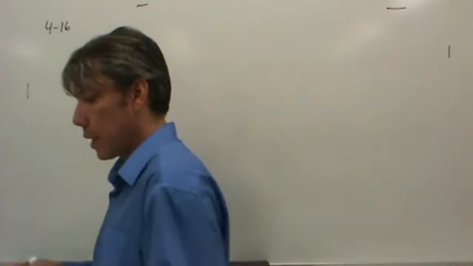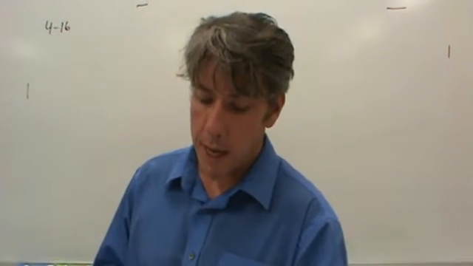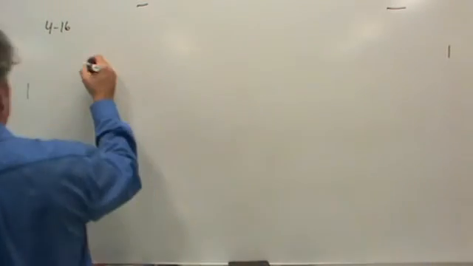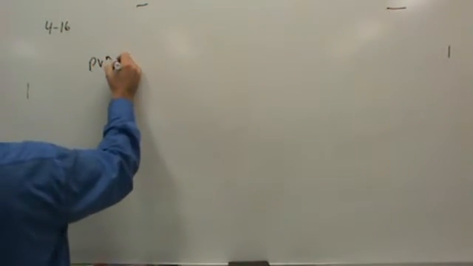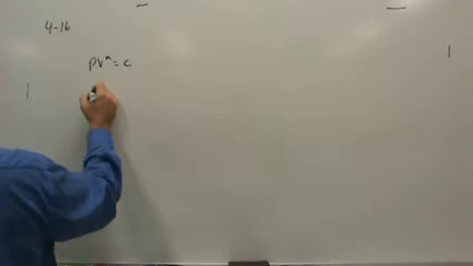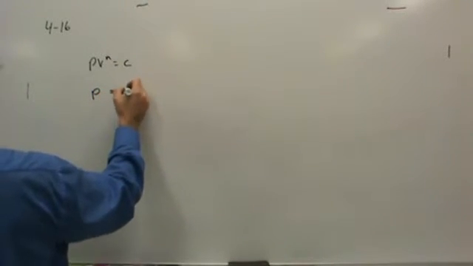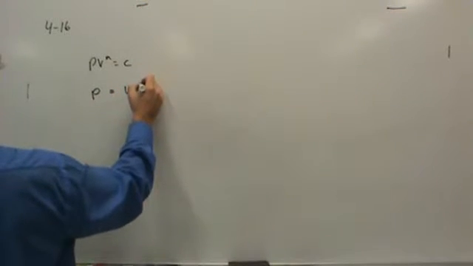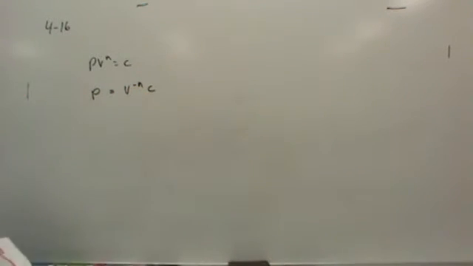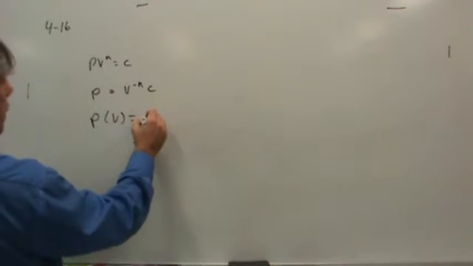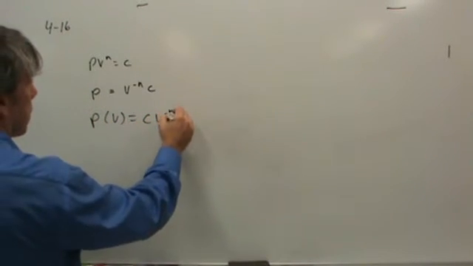Now, in the solution that I'll post for you after you turn in your homework, I actually integrated the boundary work, because the equation they've given us, PV to the N equals C, could be rearranged so that you write the pressure in terms of the volume. It would be C times V to the negative N. Does everybody know how to do that with exponents? Basically, you're just dividing both sides by V to the N. So this is really pressure as a function of volume: C V to the negative N.